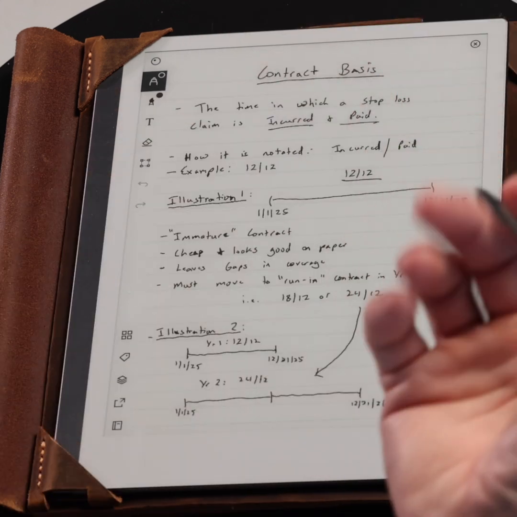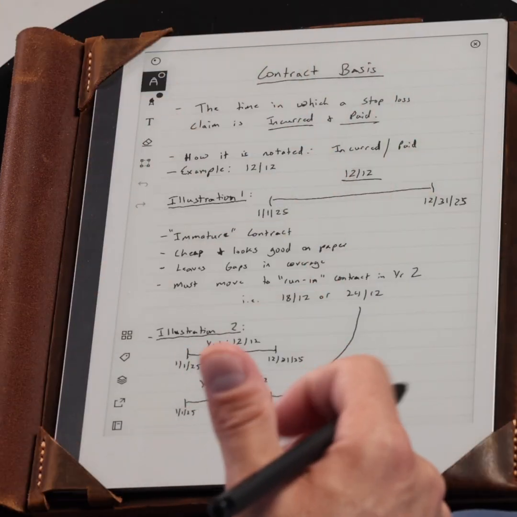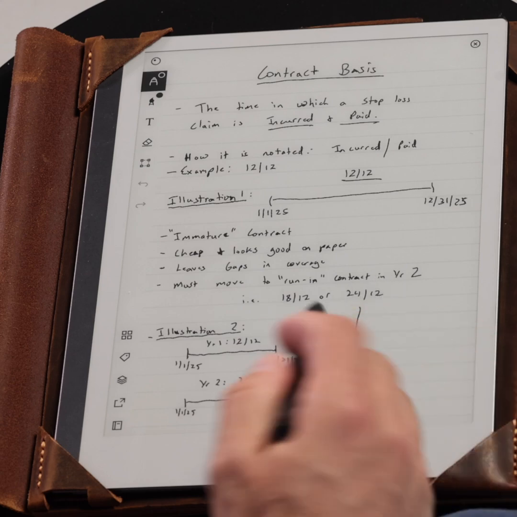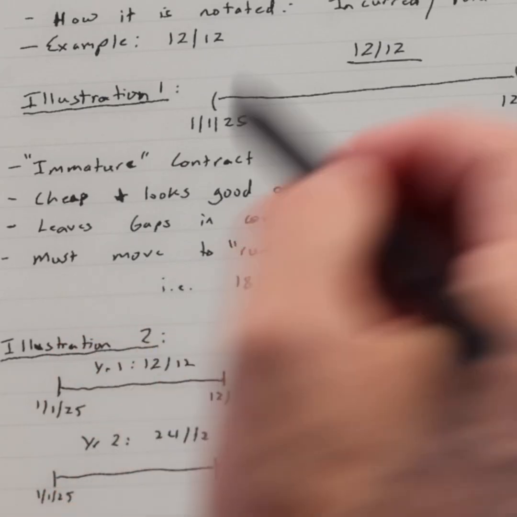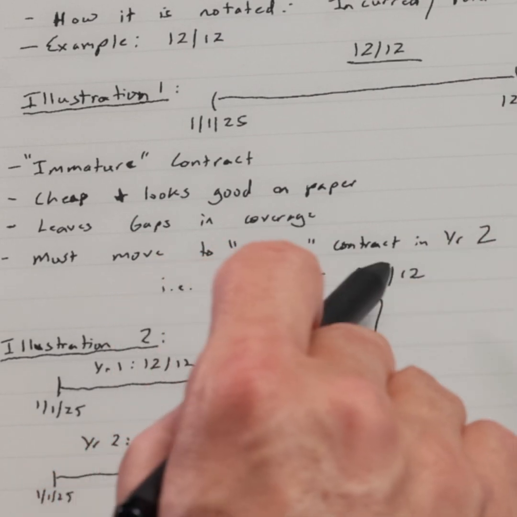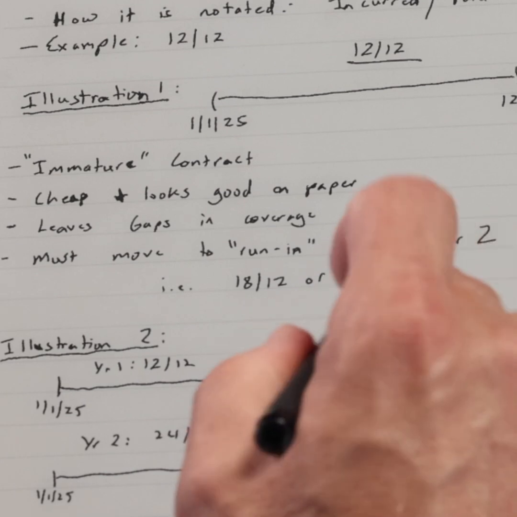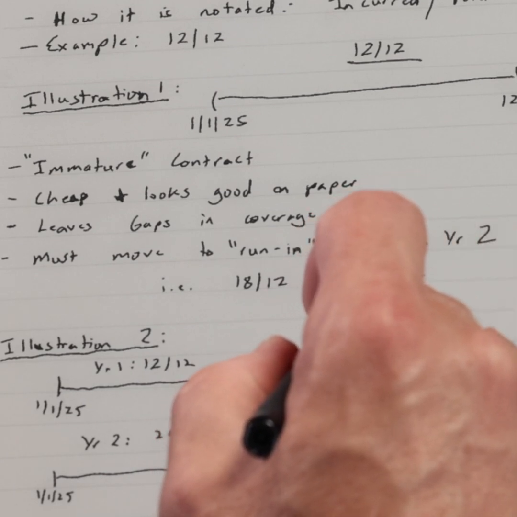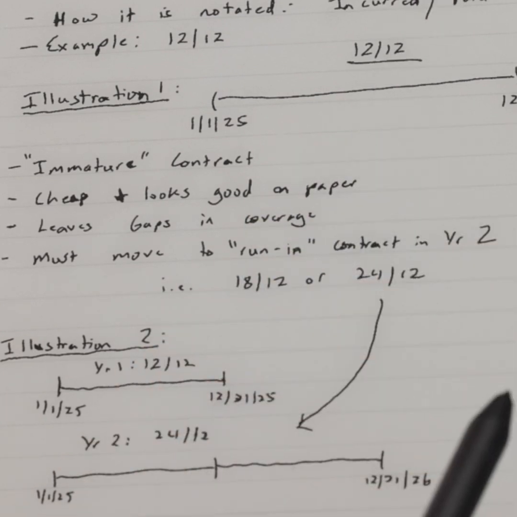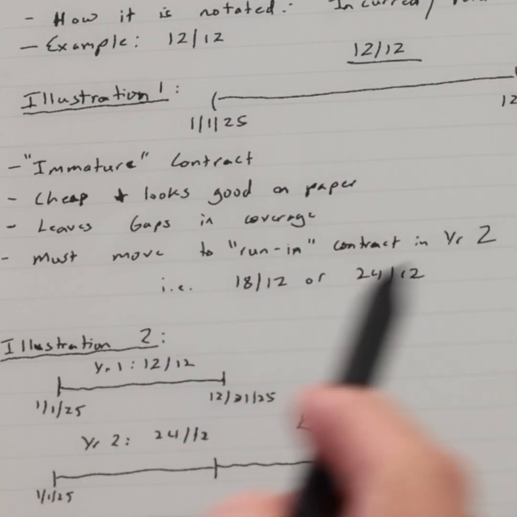Okay, so if I have gaps in coverage, I have an immature contract on a 12-12 in year 1, what do I need to do in year 2? Well, in year 2, that group needs to convert their contract basis to what's called a run-in contract, something like an 18 or more commonly, and what I would recommend, a 24-12 contract. So incurred in 24 months, but paid in 12 months.